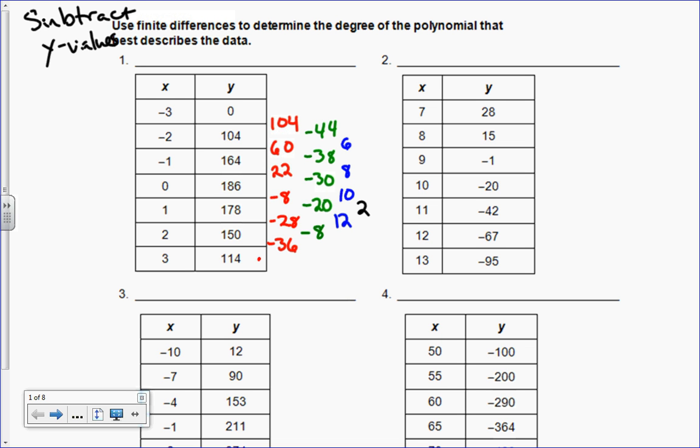12 minus 10 is 2. 10 minus 8 is 2. 8 minus 6 is 2. So the fourth set of differences match. So the degree here is the fourth degree, which is a quartic polynomial.